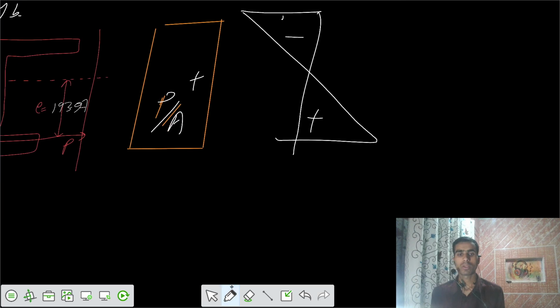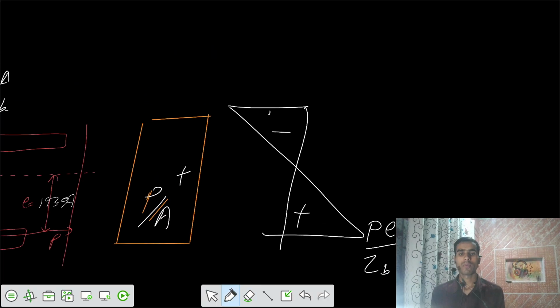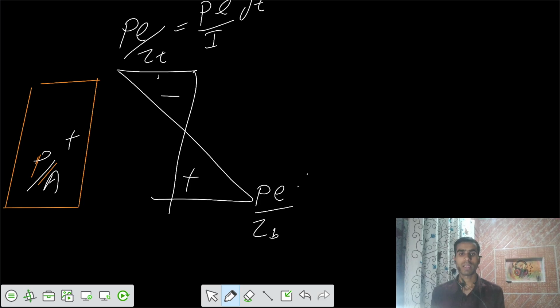Can you tell me what are the stresses at the bottom because of the moment of PE? Is that PE by Z bottom, and the top value is PE by Z top, and that is PE times I neutral axis divided by Y, so we would get Y top. We have to write Y top for the top final value. Similarly, this one would be equal to PE divided by I and Y bottom.